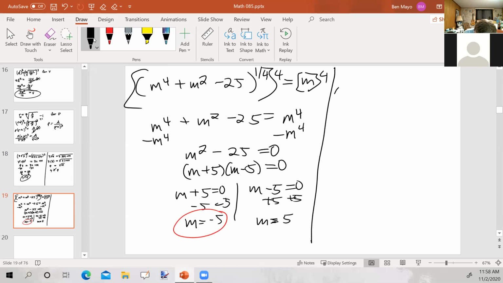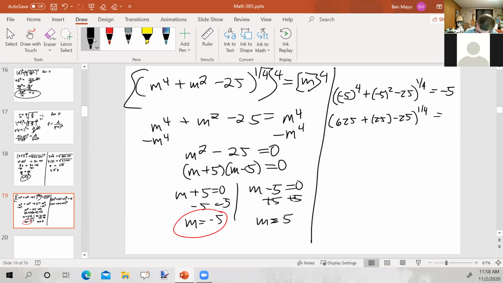Okay, so we've got -5 to the 4th power plus -5 squared minus 25, all to the 1/4 power, equals -5. Which is, let's see, negative times negative times negative times negative would be positive, and -5 to the 4th power is 625, plus -5 times -5 would be 25, minus 25, is all that to the 1/4 power. Well, 625 plus 25 minus 25 would be 625 to the 1/4 power, which is 5. 5 does not equal -5, so that's an extraneous solution.